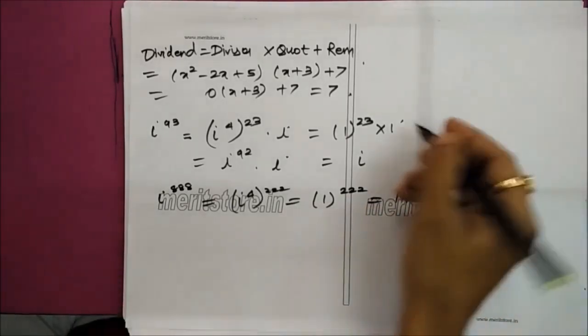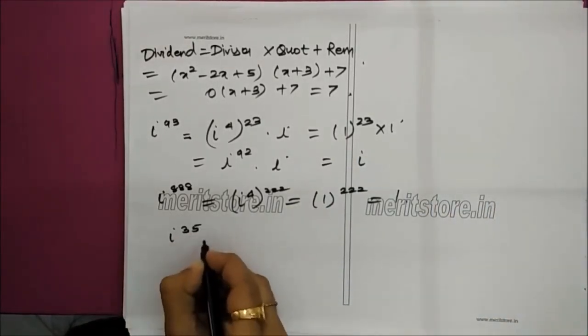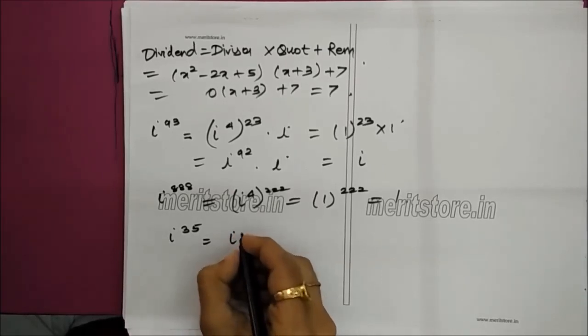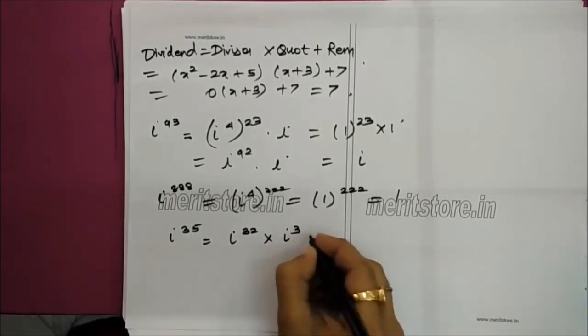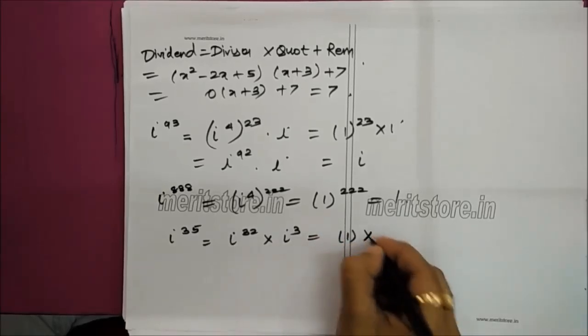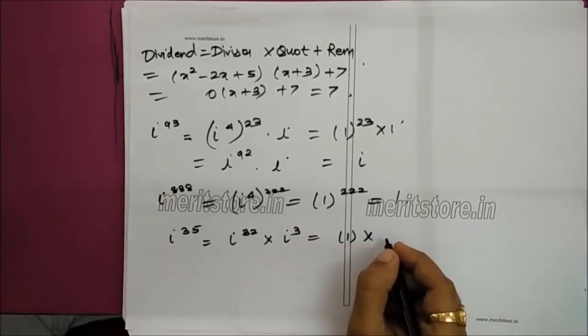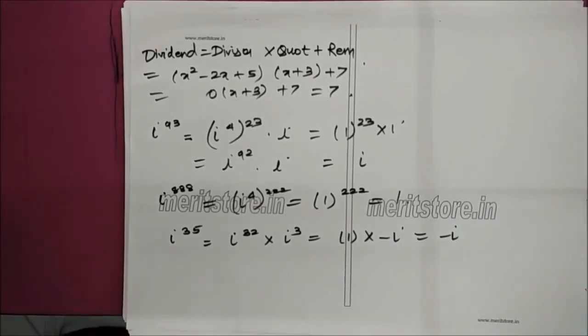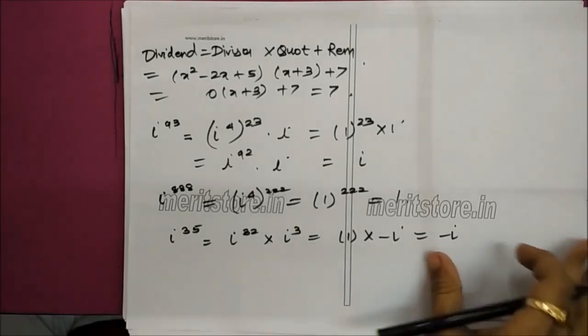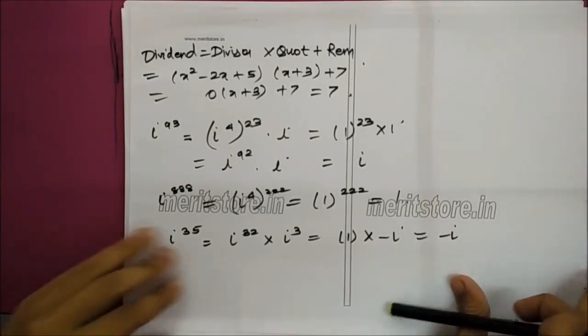i raised to 35. i raised to, let's say, 32 into i cube, you can say. So 1 into i cube is minus i. So simplify it as much as you can and get the answer. Evaluate.